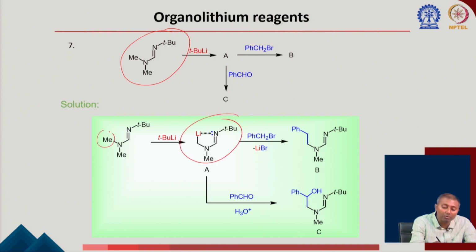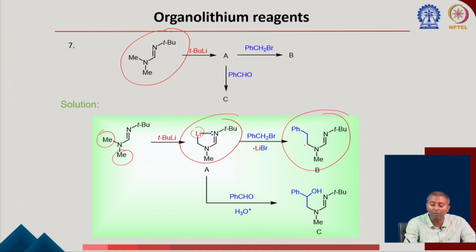Now these are the protons of the methyl group, which can be abstracted to form the corresponding lithium species. This lithium can coordinate, because the imine nitrogen is electron rich and can coordinate to this electron deficient lithium. Once it is treated with a different type of electrophile, it can go for an SN2 attack to form this product, or it can attack the aldehyde, and after treatment with H3O+, it goes to this product.